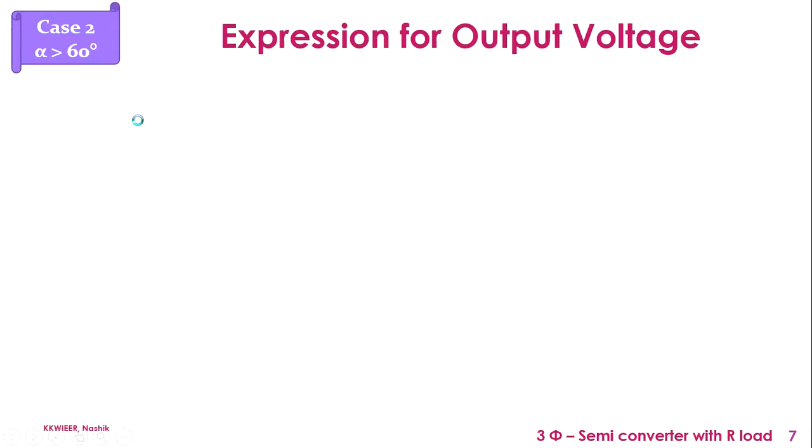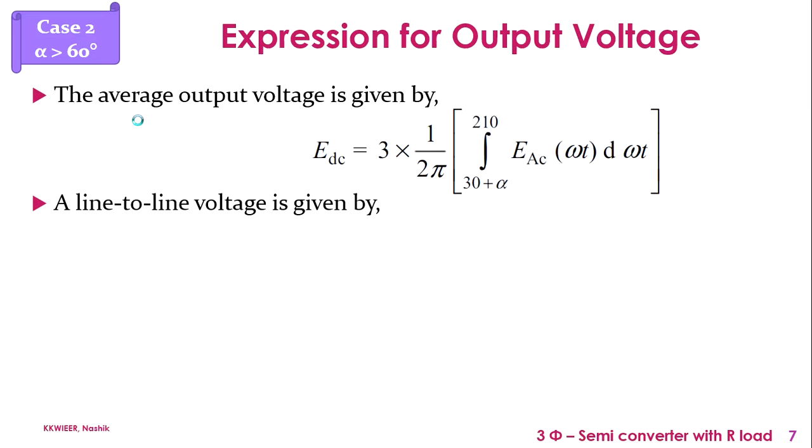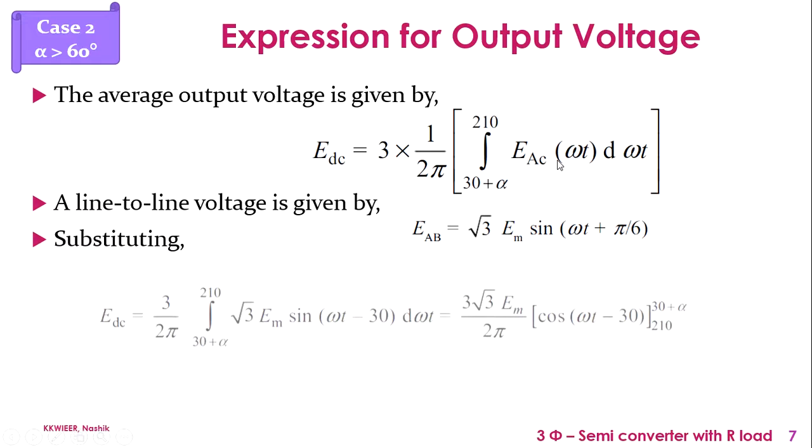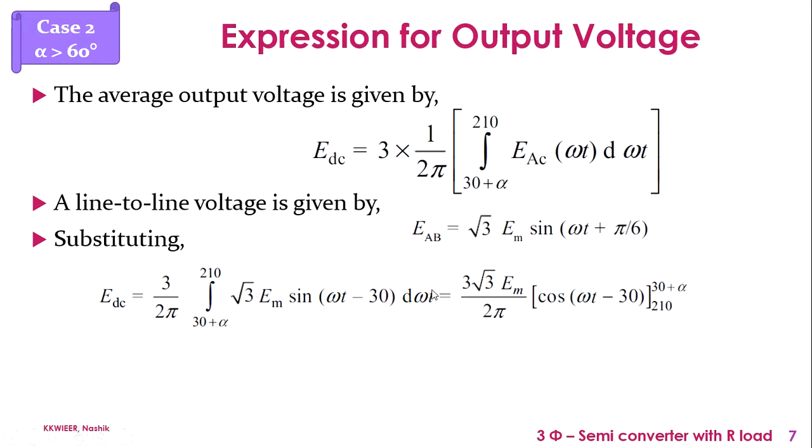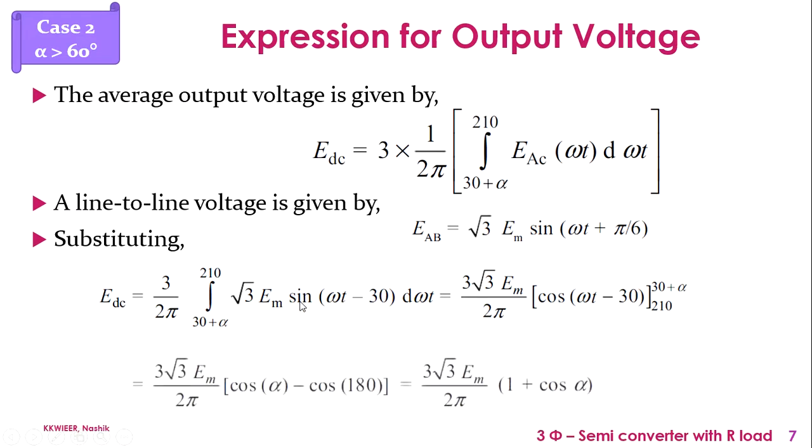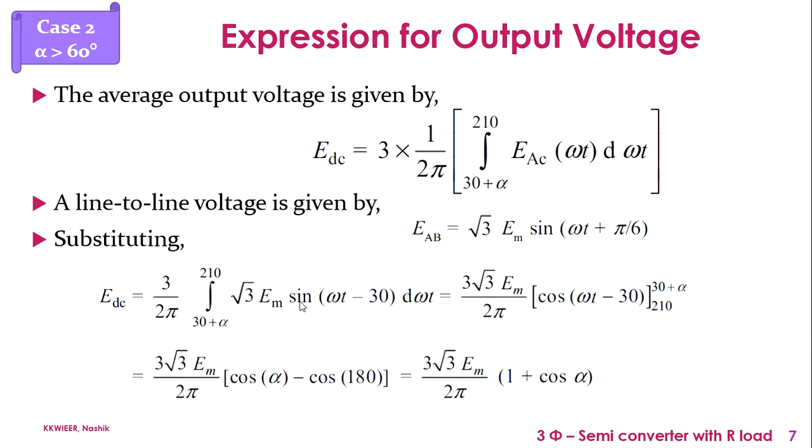Now we will see case 2, which is alpha is greater than 60 degree. The average output voltage is given by this expression. Again, a line to line voltage EAC, substituting its value, we will get this expression. Now in this case, again integrating the same thing, integration of sin theta is minus cos theta, and changing the polarities, we will get this expression, and substituting the value of cos 180, which is minus 1, so minus 1 will become 1 plus cos alpha. So this is the expression for average output voltage when alpha is greater than 60 degree.